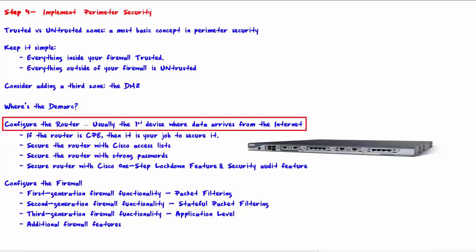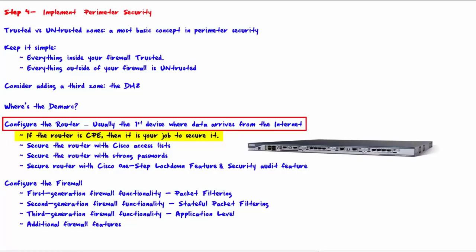Configure the router. Usually it's the first device where data arrives from the internet. If a packet from the untrusted network to the trusted network arrives, usually the first device it hits is the router at the perimeter. Depending upon the type of internet connection, whether it's T1, cable, or etc., the router may be CPE or it may be owned by the ISP. If the router is CPE, then it is your job to secure it.